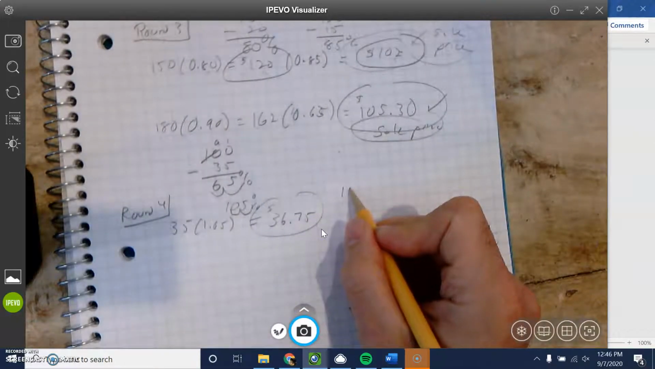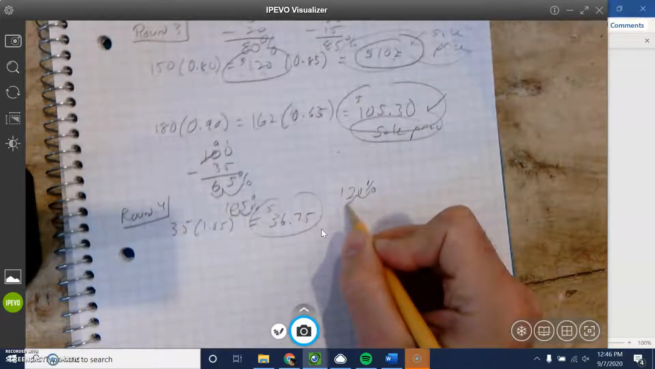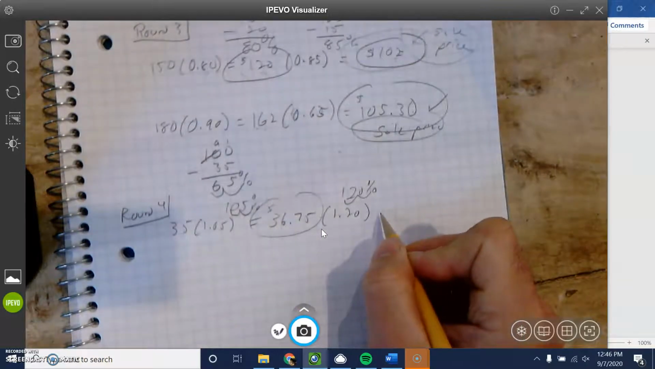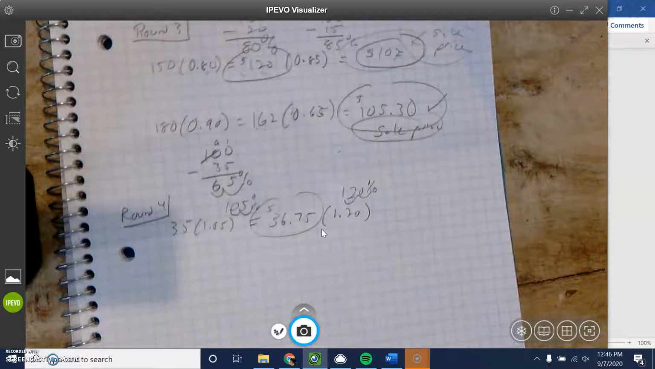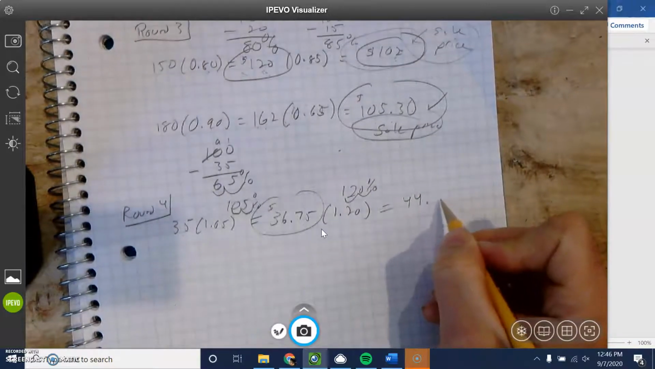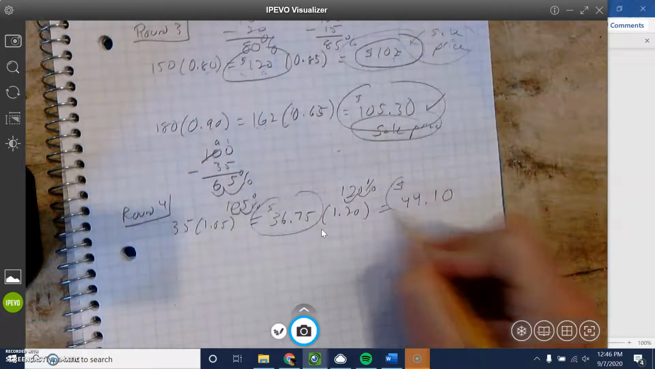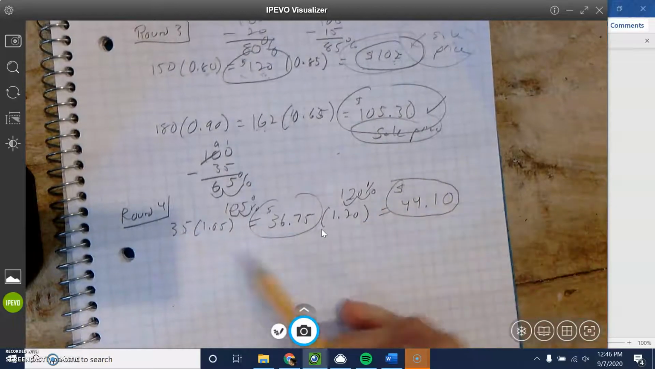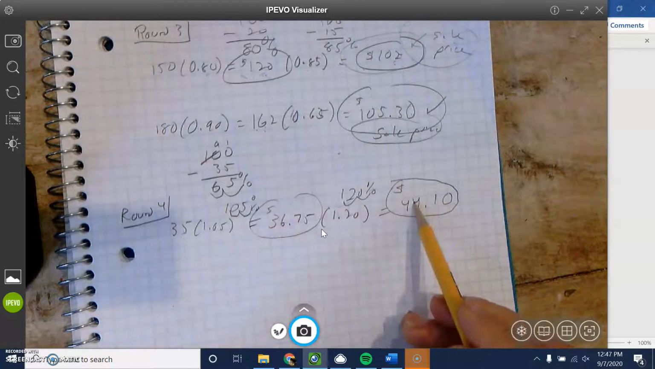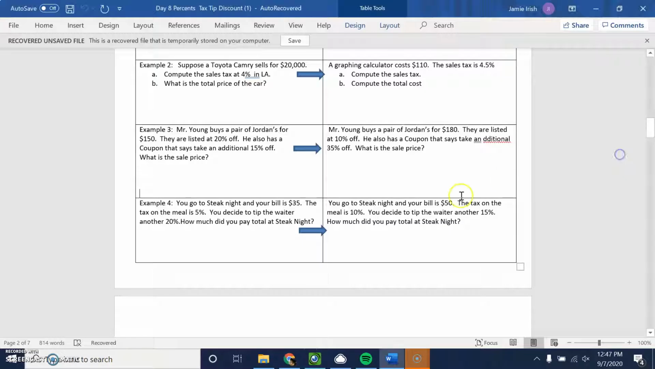So it's going to be 100% plus the 20% is what you're going to pay. So I'm going to multiply this by 1.20 or 1.2. So times 1.20, and you get 44.1. But we know that we need 2 decimal places of money, so it's $44.10. Bam. So you have a $35 bill, but with tax and tip, it ends up being $44.10. There you go. It's not expensive to eat out.